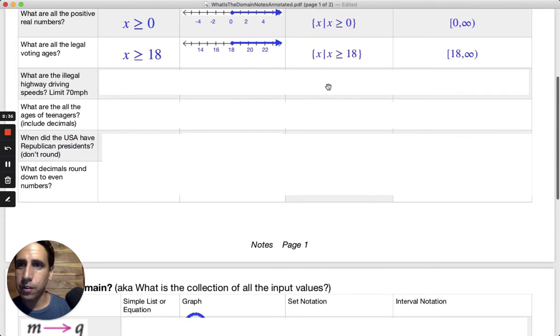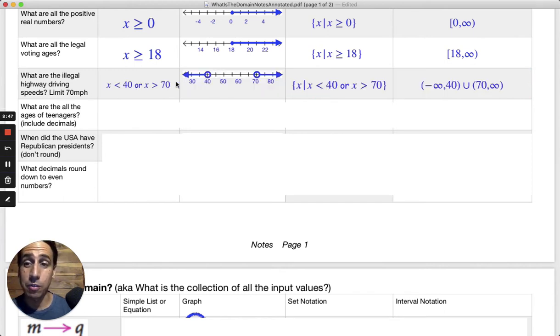What are all the illegal highway driving speeds? The speed limit is 70 miles per hour. I had to look this up. There's actually a minimum. If you drive 5 miles an hour on a highway, you'll get a ticket. And actually, the question is, how slow is too slow? When will you get a ticket? And you'll get a ticket in all the different speeds that I've shaded. You won't get a ticket if you drive exactly 40. This actually varies from urban to rural, state to state. But for the purposes of this discussion, let's talk about Pennsylvania highway driving.